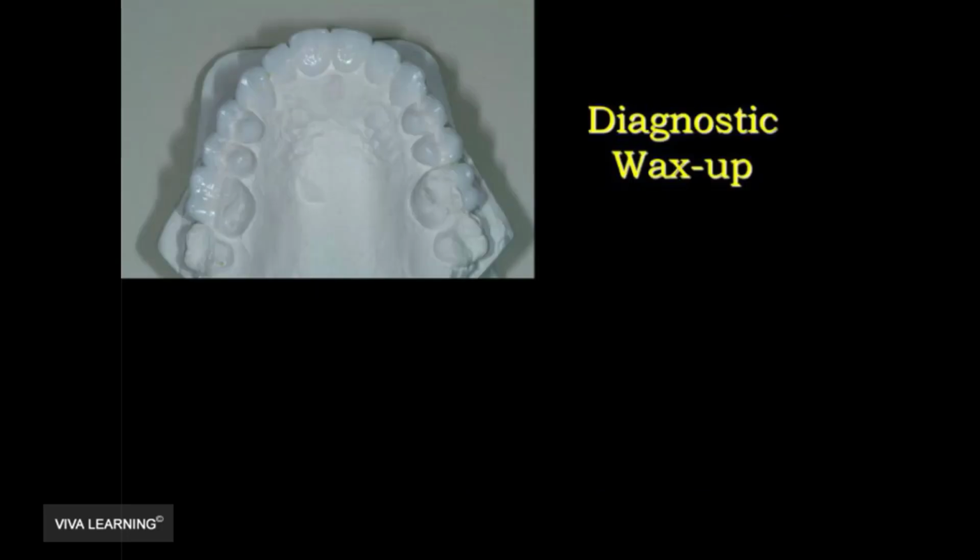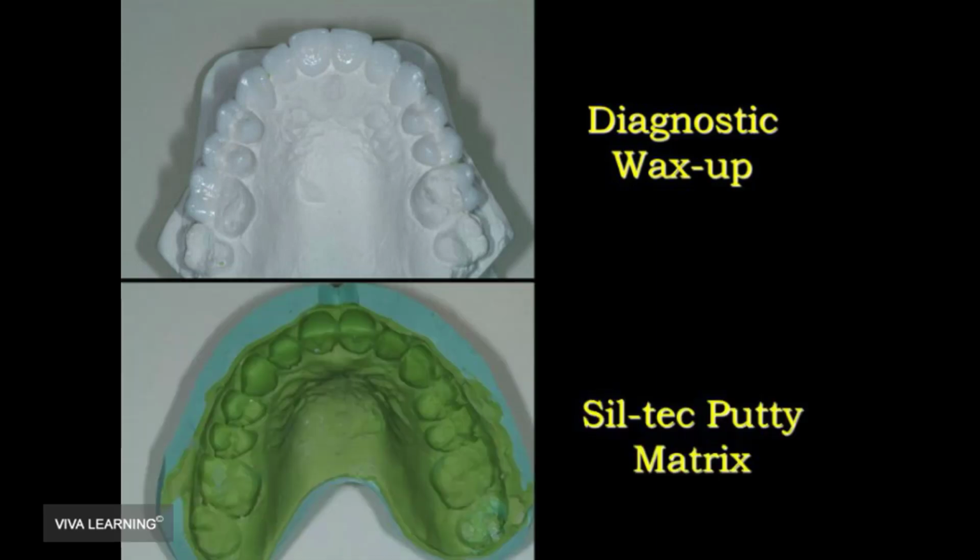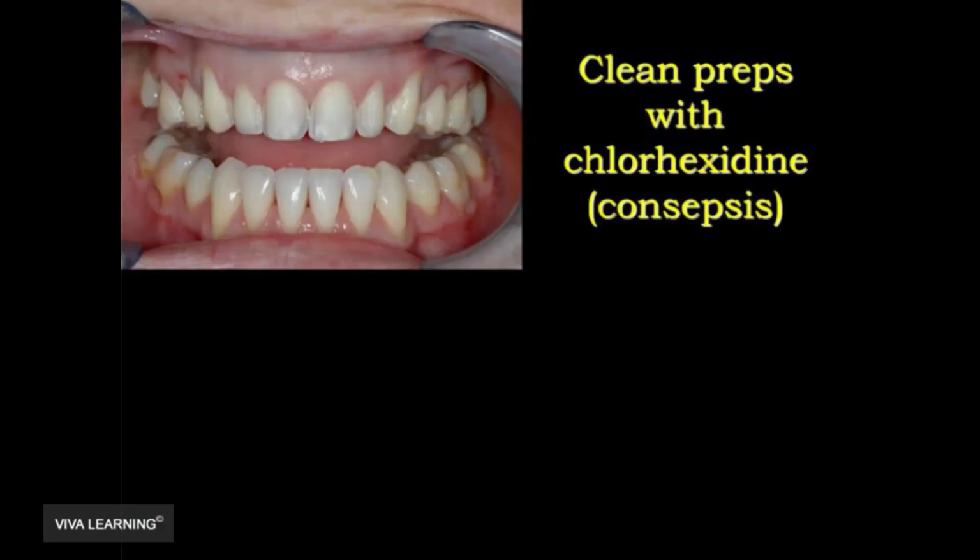So here we see a case where we're going to be doing some minimal prep veneers. We have the diagnostic wax-up, and we also have the putty matrix. The putty matrix is made out of Siltec putty. This is an Ivoclar product, and it's made right over the diagnostic wax-up, and we'll use this to fabricate our provisionals. So we've finished the preparations, we've made our final impressions, we've got our bite registrations, everything we need, and we're ready to fabricate provisionals.